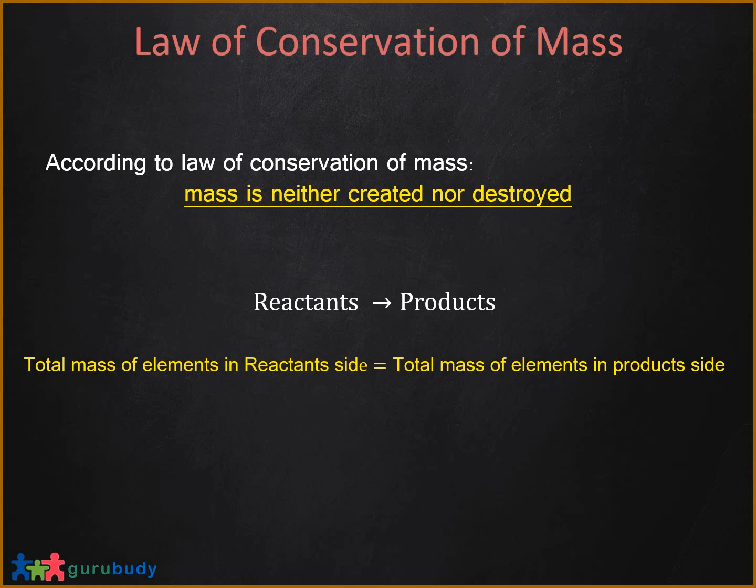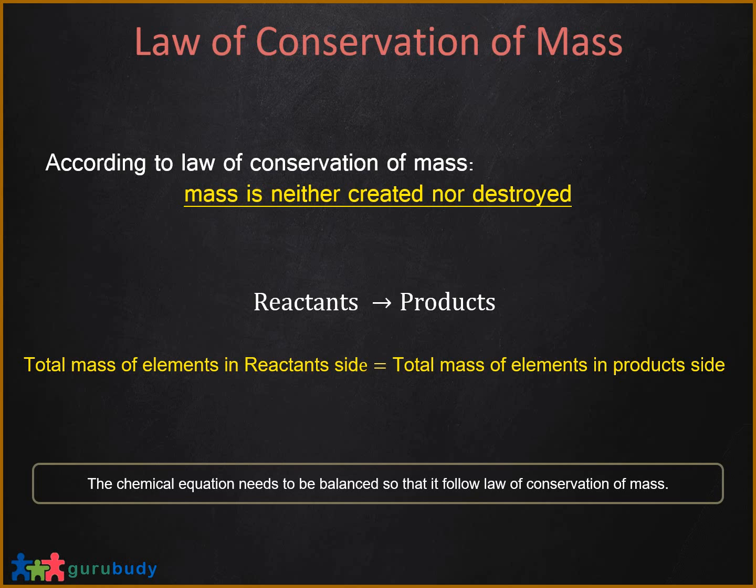So if we have a reaction, as we talked about, any reaction or equation has two main components. One is reactants, another is products. So the total mass of elements on the reactant side is always going to be equal to the total mass of elements on the product side. And that is going to happen all the time. There is no exception to it. Just remember this. This is very important.